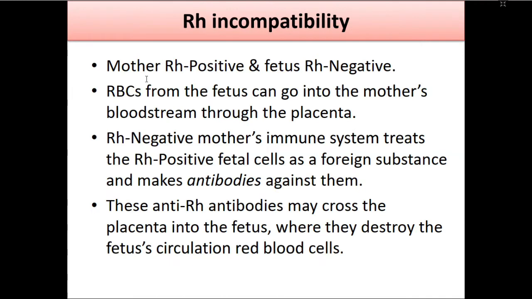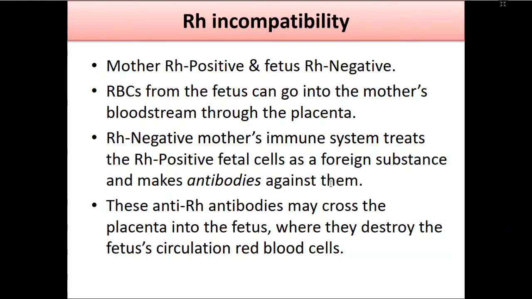RH incompatibility: the mother is RH negative and the fetus is RH positive. RBCs from the fetus can go into the mother's bloodstream through the placenta. Since we know that the fetus and mother are connected to each other by the placenta, where the exchange of materials occurs, such as nutrients, oxygen, and carbon dioxide. The Rh negative mother's immune system treats the Rh positive fetal cells as a foreign substance and makes antibodies against them.